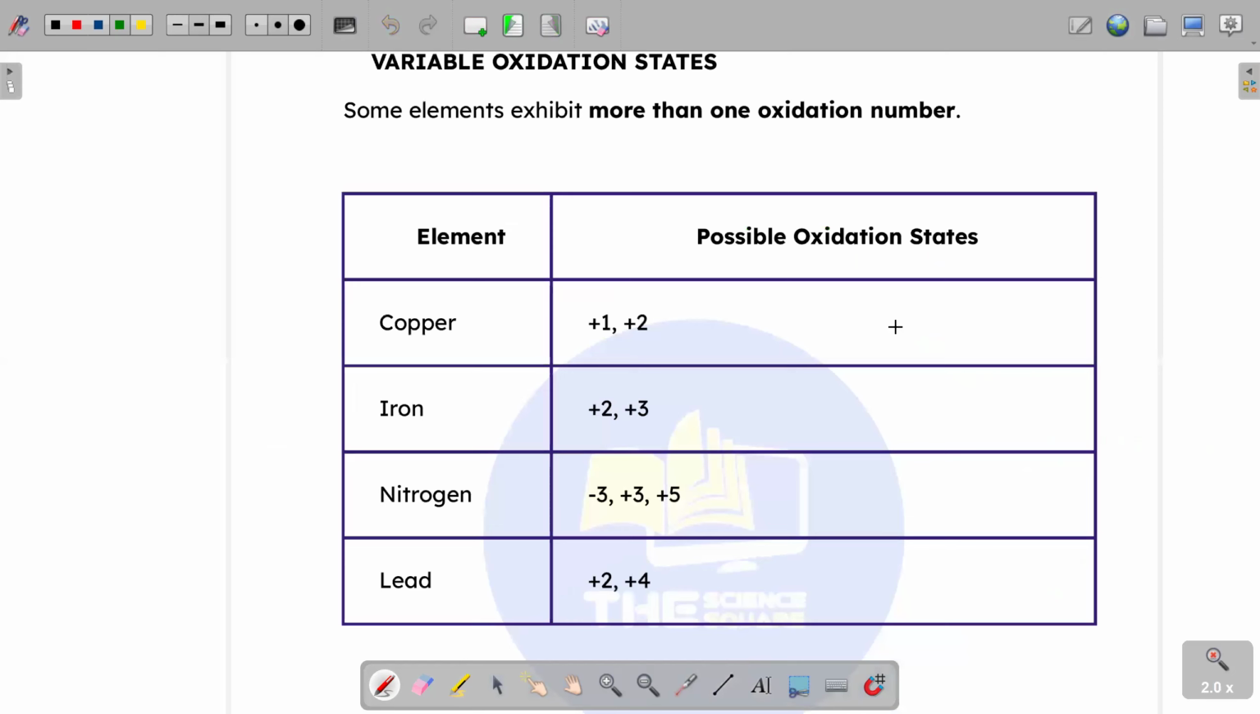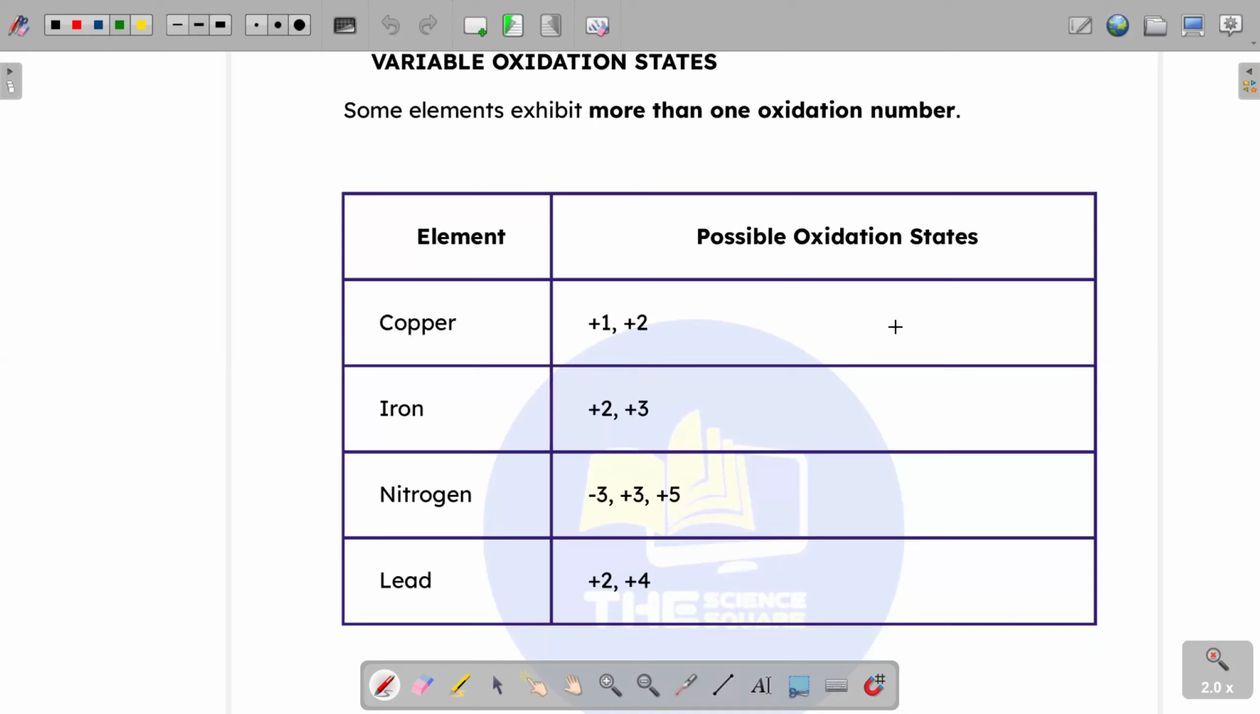So these are some elements that have variable oxidation states, especially some of the transition metals. The transition metals are elements that occupy the area between group 3 and group 4. You see that there are some elements on the periodic table that occupy that position, and they usually have partially filled d orbitals. Copper, for example, has 2 oxidation states, because electrons can be lost from the inner shell.